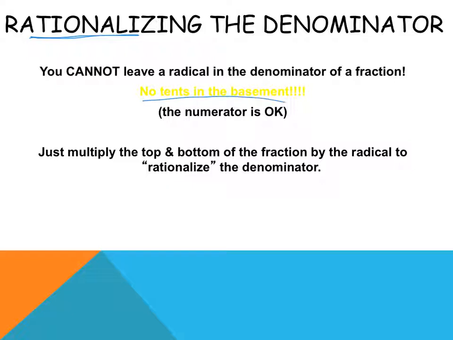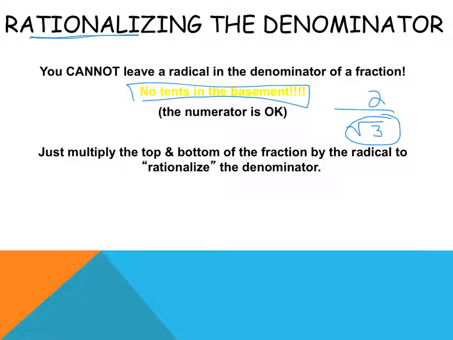There's a little saying that can help you visualize it: no tents in the basement, because a radical sign looks like it could be a tent. So this would not be okay to keep there. You would have to rationalize it. By rationalizing, all we have to do is make that not a non-perfect square number.